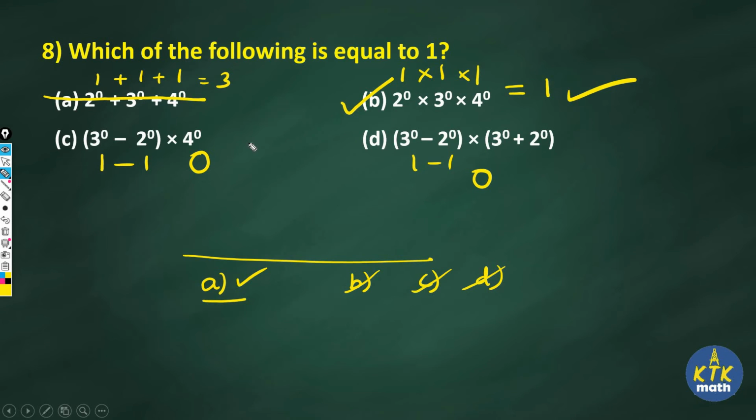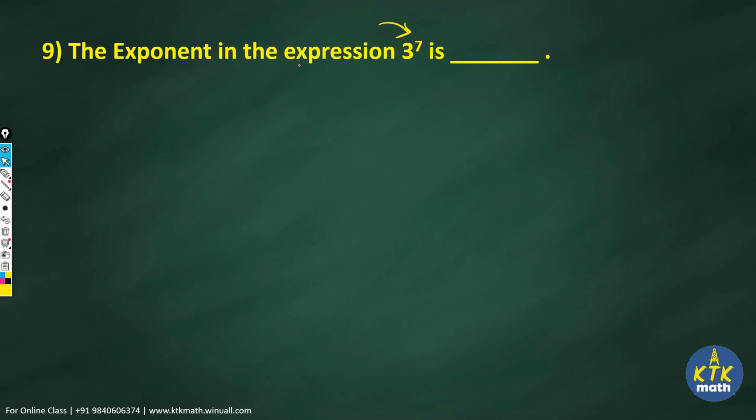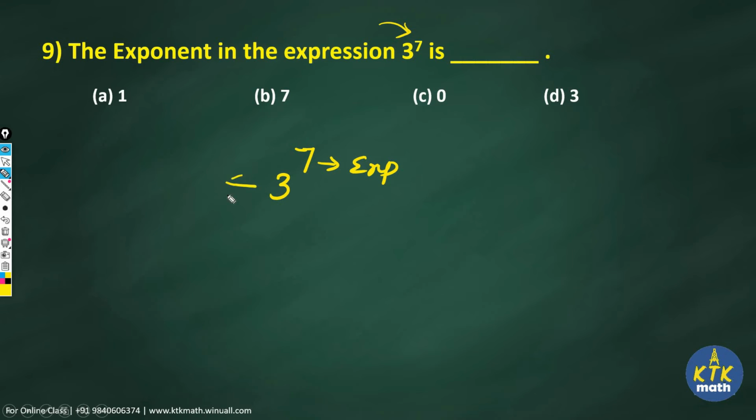Now let us move to question number 9. The exponent in the expression 3 power 7 is, it's a very simple one. We know how we call the numbers. 3 power 7 is given, which means this 7 is called the exponent and this 3 is called the base, right? They are asking you directly which is the exponent here. The exponent is 7. Make sure they are not asking for any value. They are just asking which is the exponent and which is the base. Just have some basic knowledge. That's it with question 9. I guess this is going to be the simplest sum we have had so far.